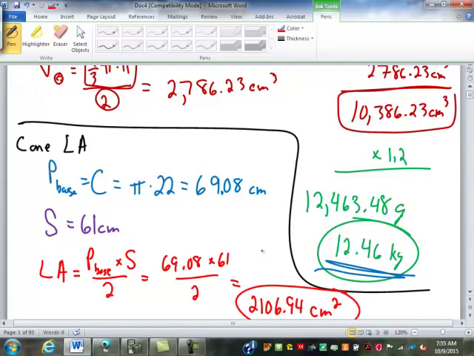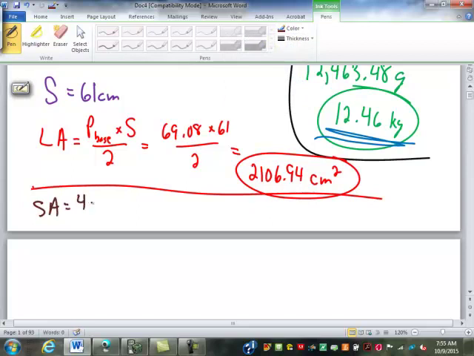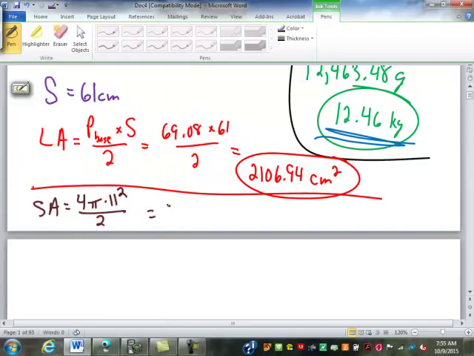Remember, the base of the cone is covered up by the sphere, so we've got to find the area of that half sphere. The surface area for a sphere is 4 times pi times the radius squared. Now, since it's only half a sphere, we're going to divide it by 2. That's another one of those constants, the 4 times pi times radius squared. So, we're at 759.88.